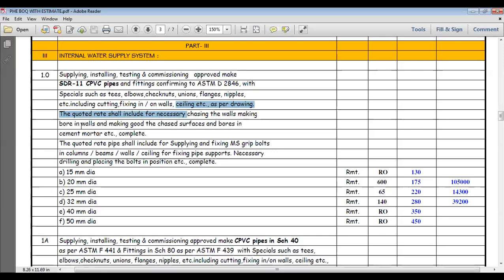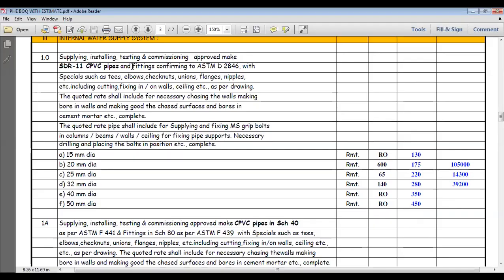After sealing bore walls and making good the chased surface and bores in cement mortar, etc. After the completion of work, they have to fill the cement mortar to finish the surface. Everything they have mentioned here. All the things mentioned, the vendor has to consider, and after that the vendor has to quote for running meter.